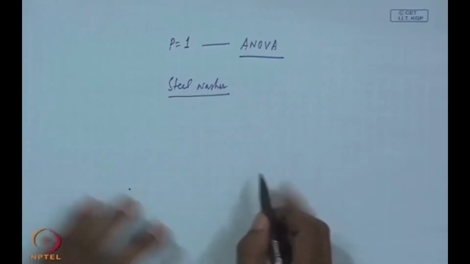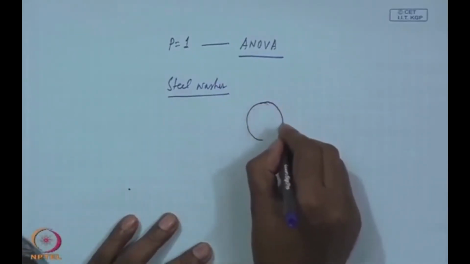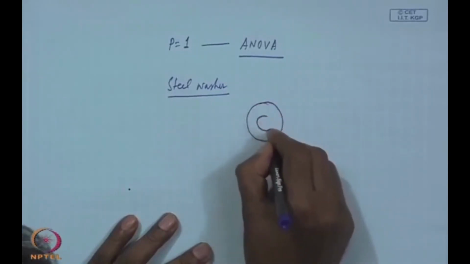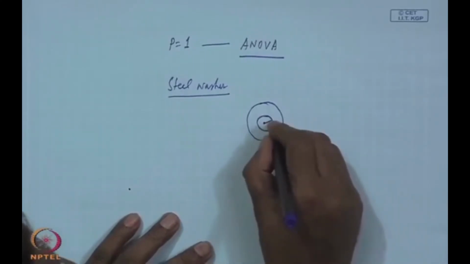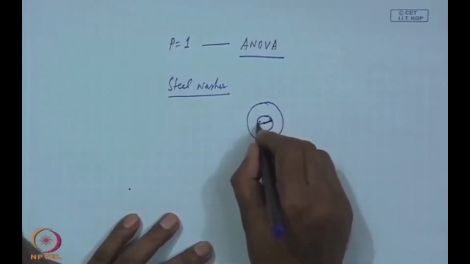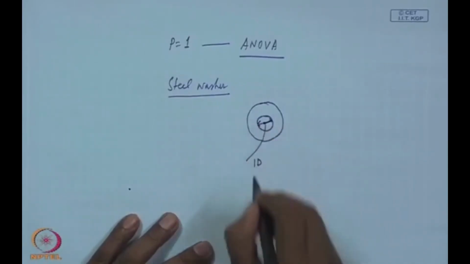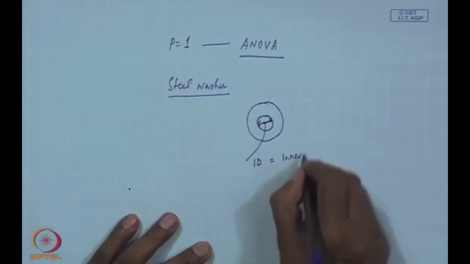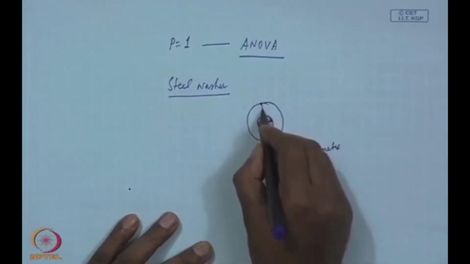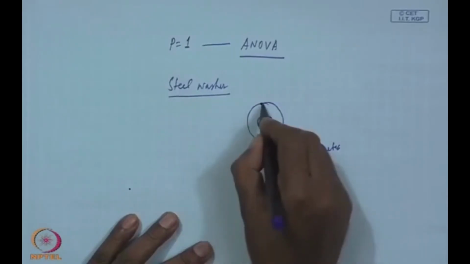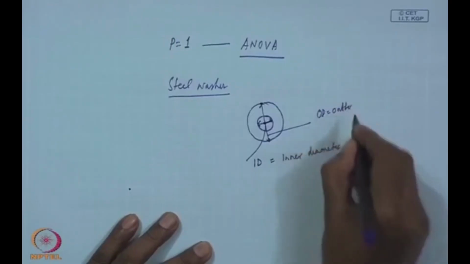The steel washer is the product, which we can see in a 2 dimensional figure like this. Suppose this is the case, and then this inner circle part, if we consider, is the ID, inner diameter, and if you consider the outer circle, this will be the OD, which is the outer diameter.